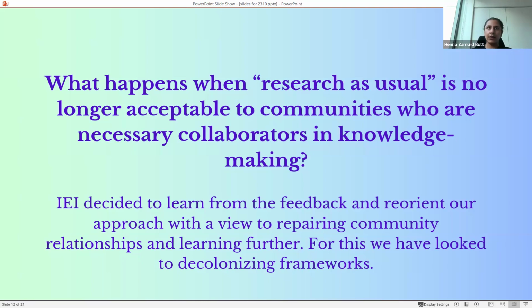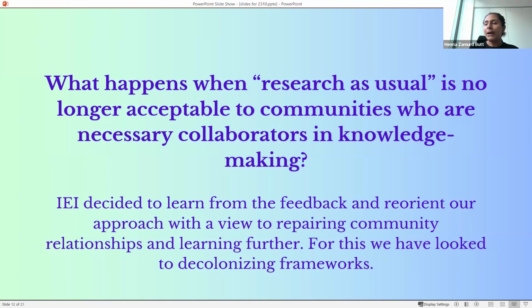Rather than working around that or not looking closely at it, we've decided to look very closely at some of those reasons, learn from the feedback, and reorient how we're approaching the problem. Because to me, as a researcher who works with decolonial frameworks, I think it's important to see that feedback as research data in a way. That is people sharing their feelings, and we can use that to redevelop a methodology that takes those things into account rather than ploughing on with a research as usual approach.